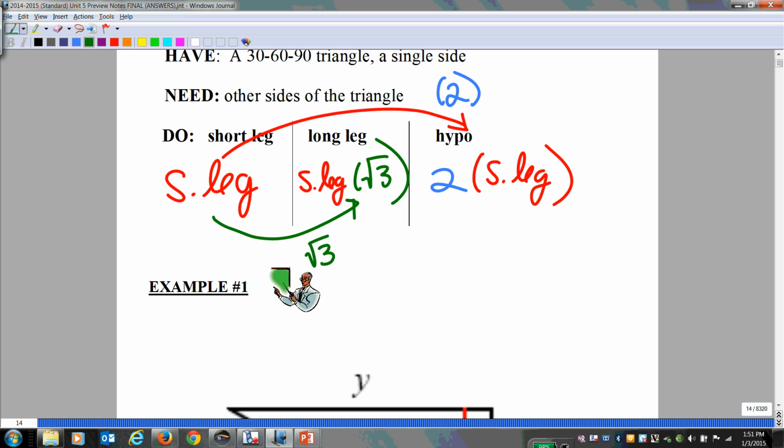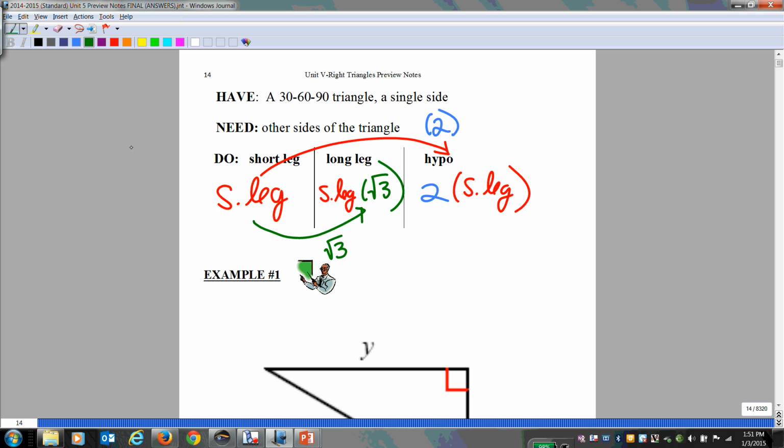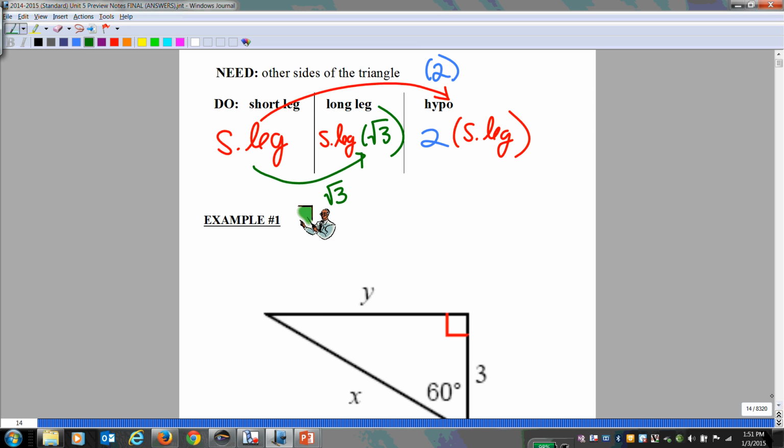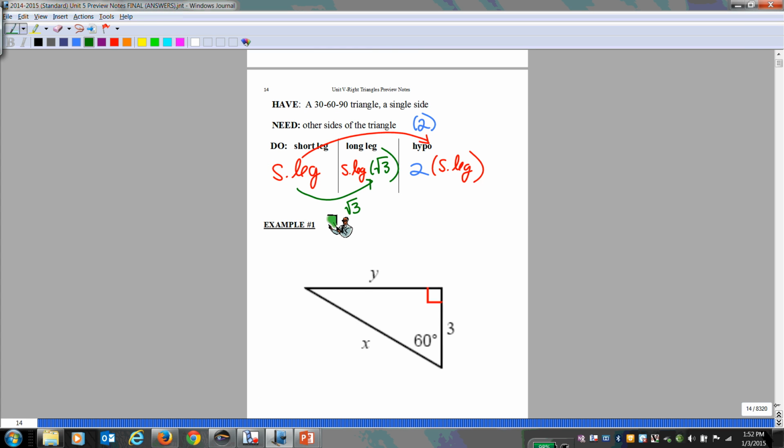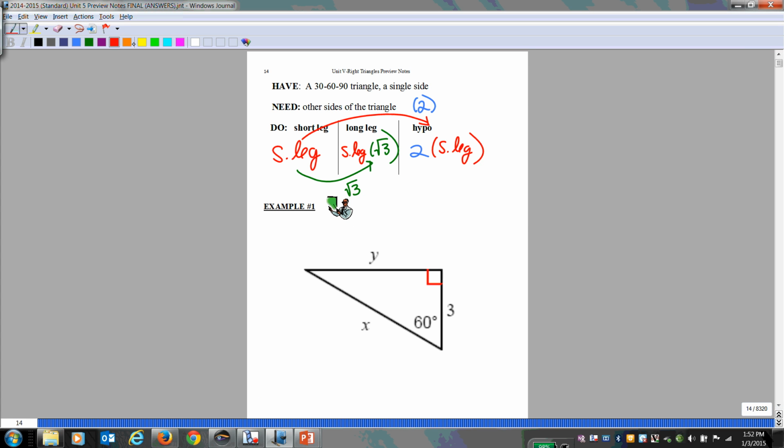Again, this only works for a 30, 60, 90 triangle. Let me show you what I mean here. So you always want to start with the short leg. So, for example, here we have the short leg. So I'm going to write short leg. To go from the short leg to the hypo, we times by 2. And to go from the short leg to the long leg, we times by root 3. Draw those arrows with your shortcuts, please. Draw them exactly as I've drawn them, please.